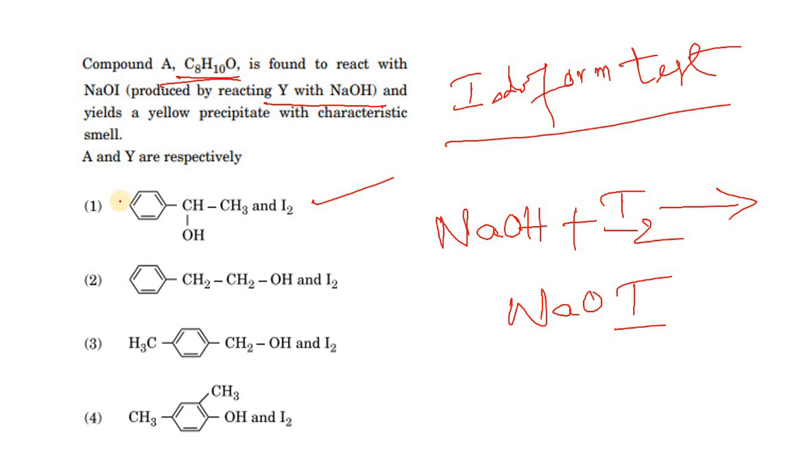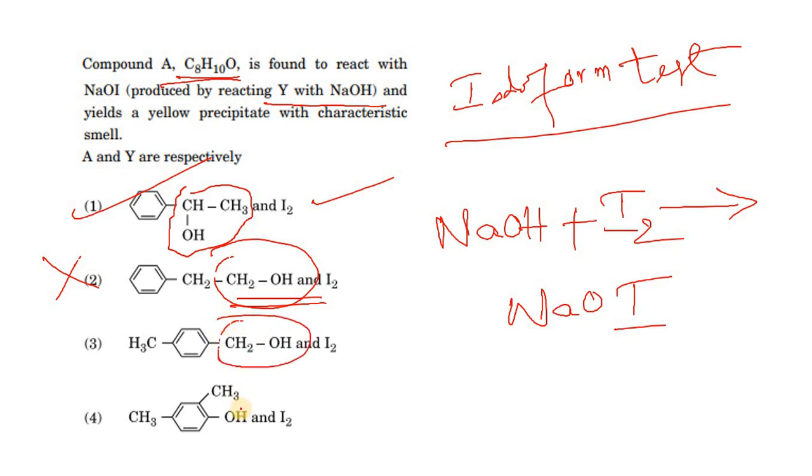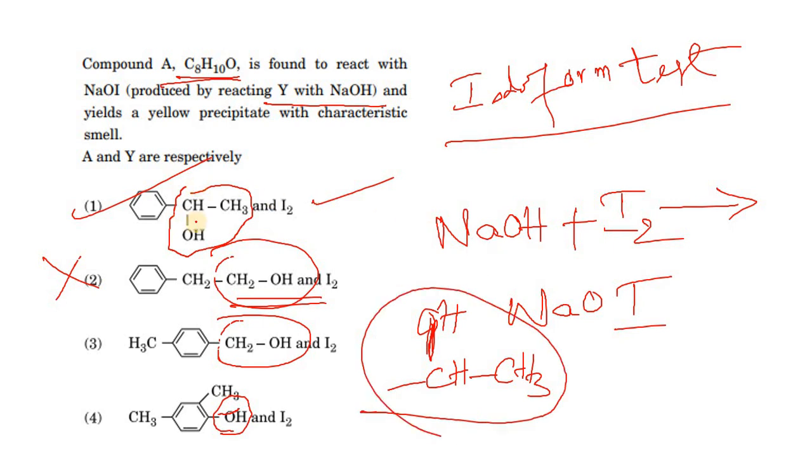And what is A? In iodoform test, this fragment CH3CHOH is positive, and CH2OH is not positive. Here there is no such fragment. This is the fragment you have to identify in the molecule. The first one has this fragment, so the first one is the correct option, and the remaining are incorrect.